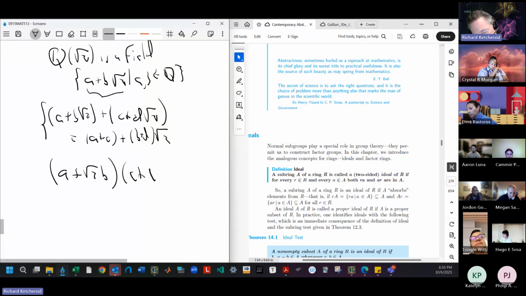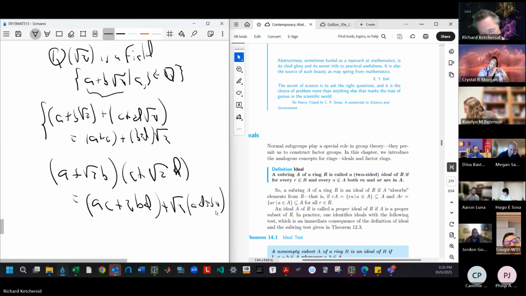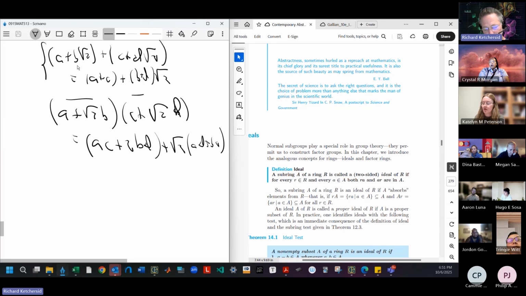Well, what is this? This is going to be ac plus 2bd, plus square root of 2 times what? ad plus bc. Right? So we took two things inside there and we got something inside there again. Okay, so it's closed under multiplication. That's kind of trivial. It's closed under addition.